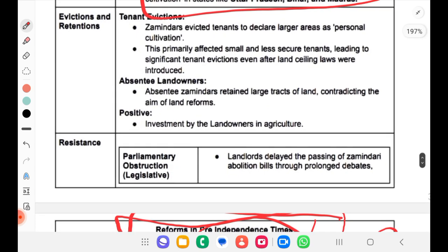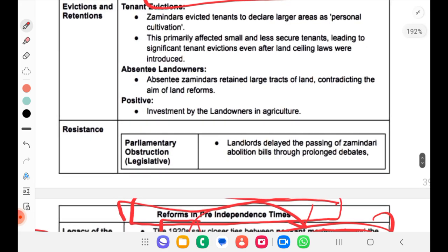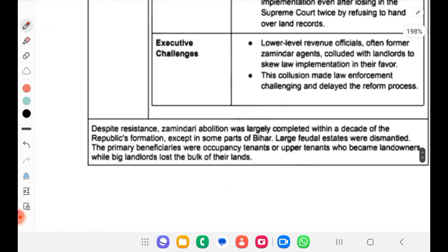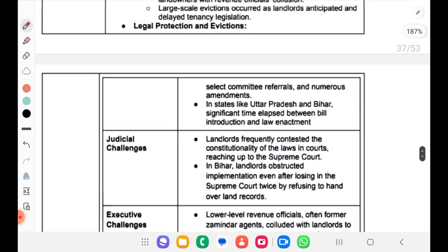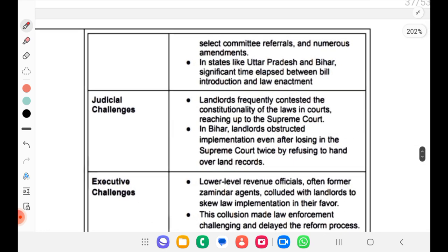So parliamentary obstruction, legislative: landlords delayed the passing of a zamindari abolition bill through prolonged debates. So they actually delayed the process. That was a problem. So select committee referral and numerous amendments in states like Uttar Pradesh and Bihar, significant time elapsed between bill introduction and law enactment. So this gap was used by the zamindars or the middlemen to get the land on their name.